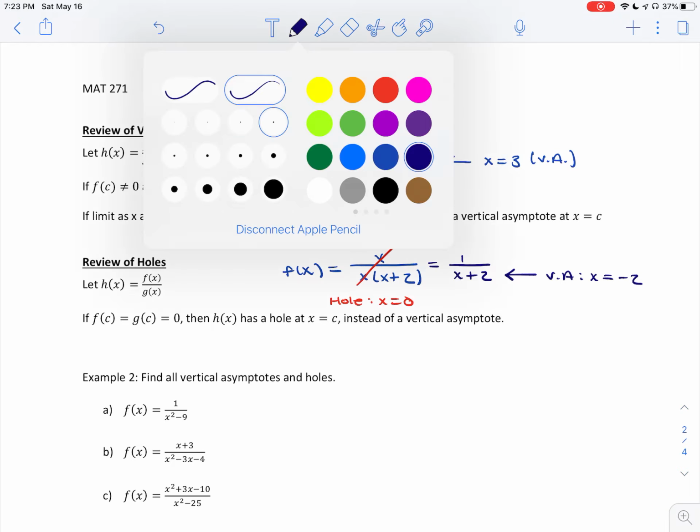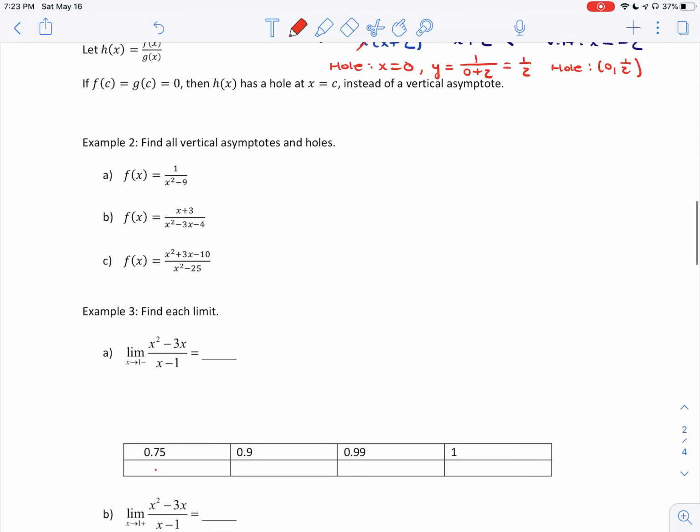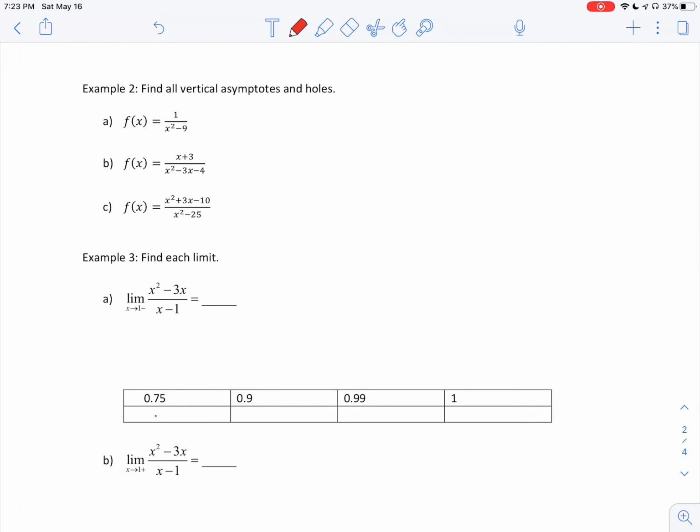Now in order to find the rest of the hole, we still need a y coordinate to go with this. We would take our x value of 0 and plug it into our simplified function, which would give us 1/2. So our hole is at the point 0, 1/2. All right, so that's our quick reminder of how to find vertical asymptotes and holes. So let's look at a few more examples of actually applying these to functions.